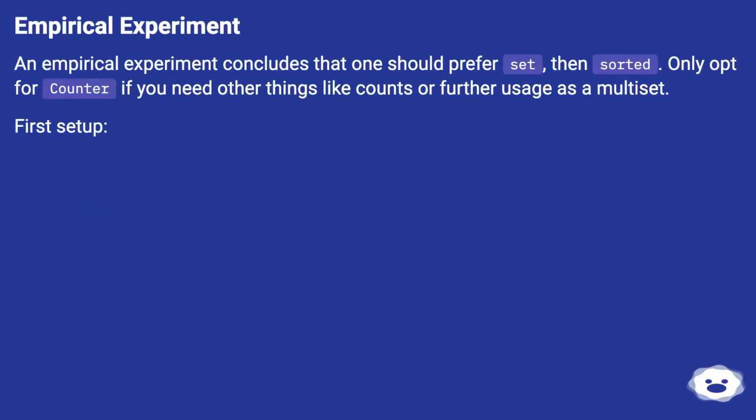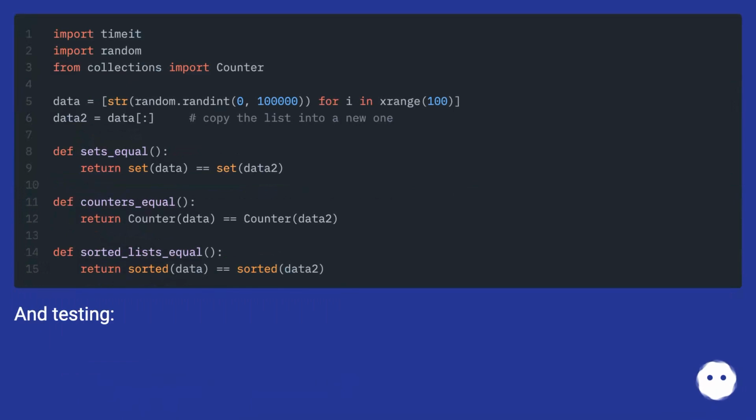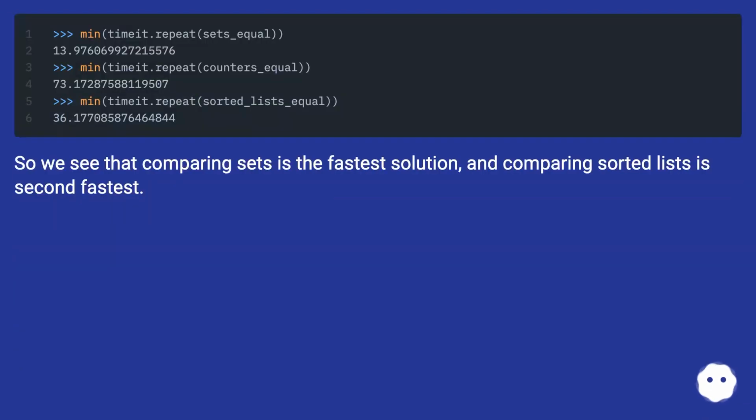An empirical experiment concludes that one should prefer set, then sorted. Only opt for Counter if you need other things like counts or further usage as a multiset. First, setup, and testing. So we see that comparing sets is the fastest solution, and comparing sorted lists is second fastest.